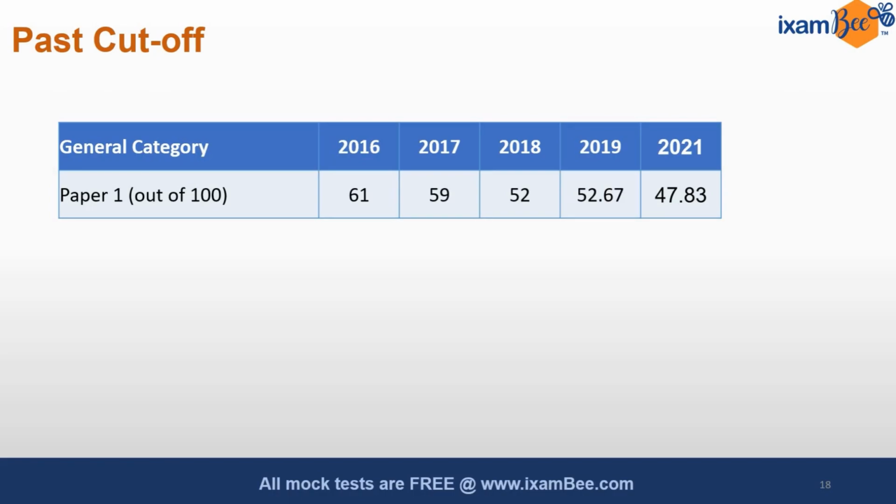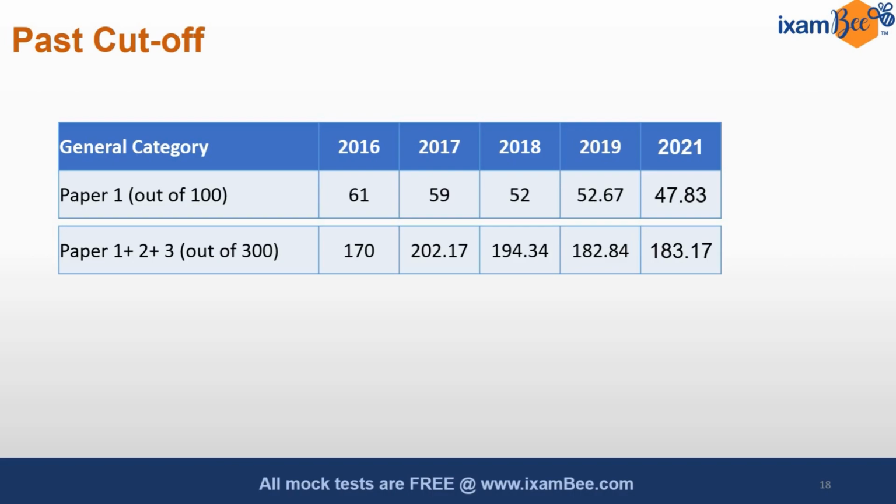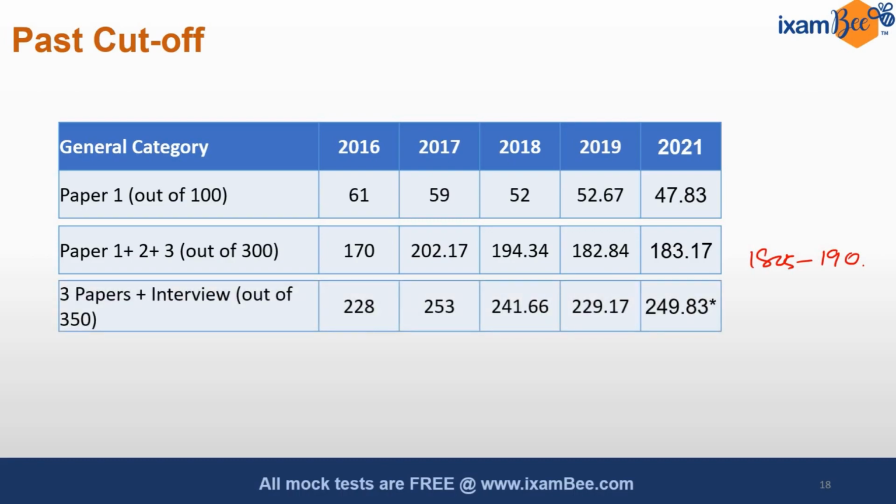Now looking at the past cutoffs, the trend of past cutoffs for the DEPR exam for paper 1 has actually reduced over the years. For phase 2, which includes both your paper 1, 2 and 3, the cutoff trend has been around 180, 185 to 190 over the last 3 recruitment cycles. Including the interview, the past cutoffs have moved somewhere in the range of 250. However, in the last year, please note that the total marks are out of 375 as the interview marks were increased in 2021 to 75 marks.